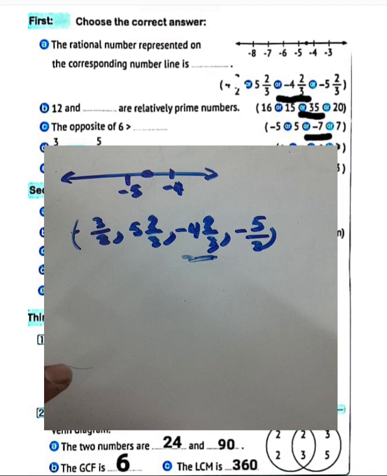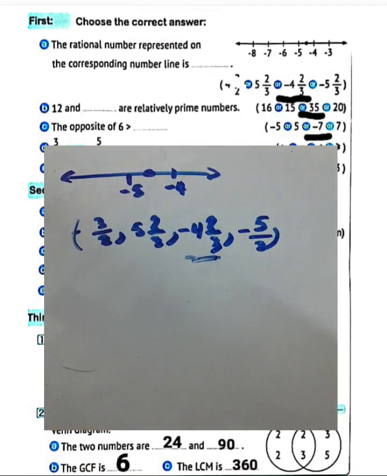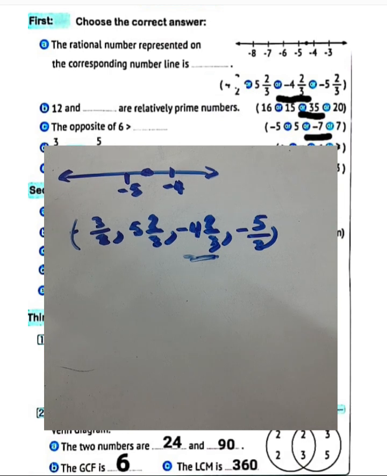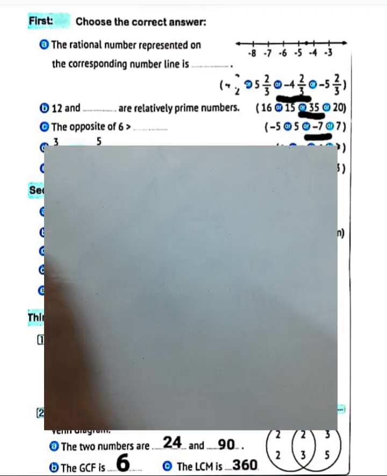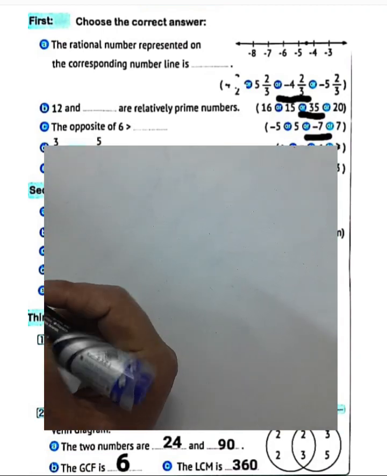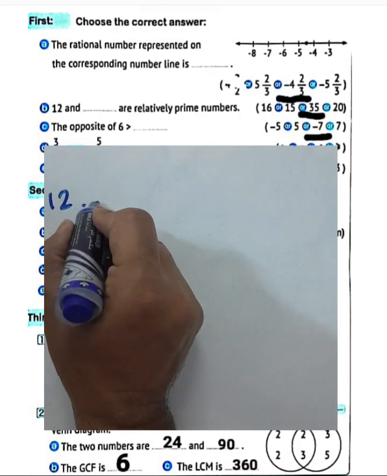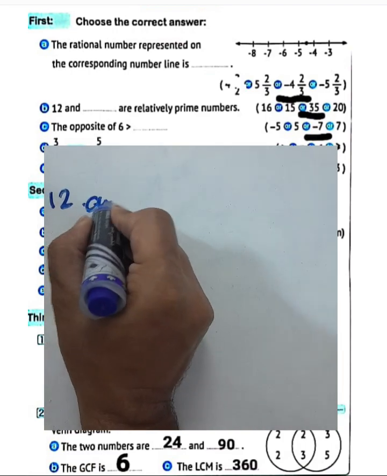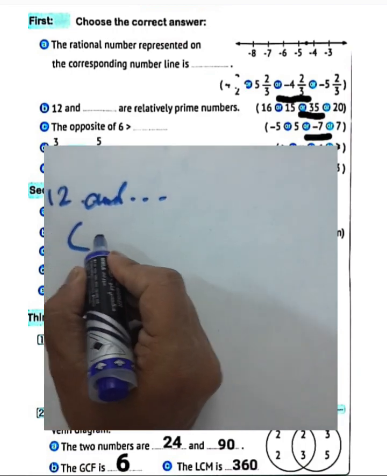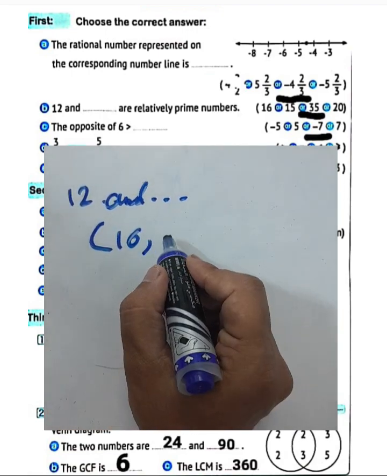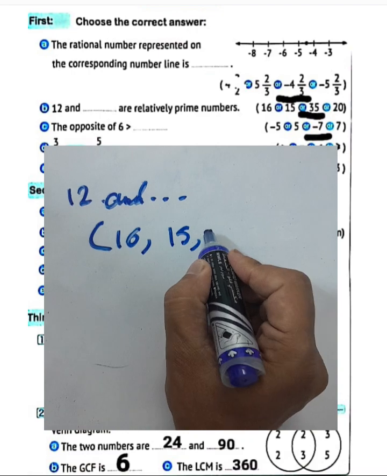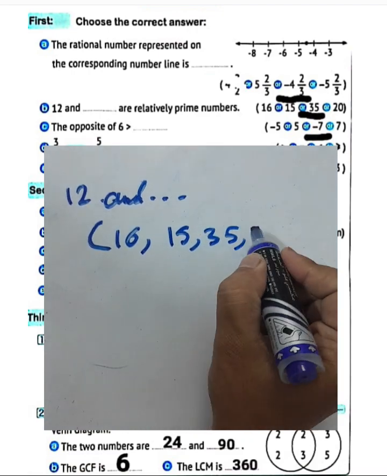Okay. Question letter B. 12 and blank are relatively prime numbers. Relatively prime numbers means the greatest common factor between the two numbers will be 1. Look with me at choosing 12 and blank. He asks about 16, or 15, or 35, or 20.